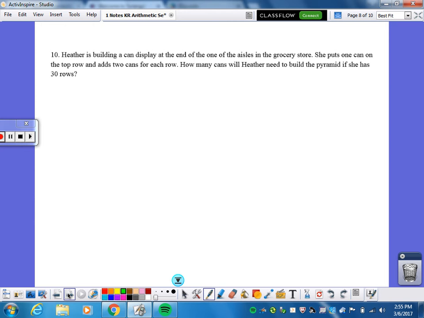So in this problem, let's read it again. Heather is building a can display at the end of one of the aisles in the grocery store. She puts 1 can on the top row, so that's telling us that A1 is equal to 1. She adds 2 cans for each row, so that tells us D is equal to 2. How many cans will Heather need to build the pyramid if she has 30 rows? So that's telling us that N is equal to 30. So it's asking us what S sub 30 is going to be.